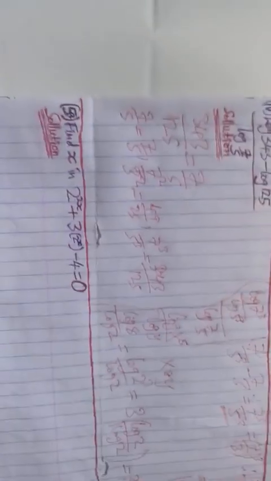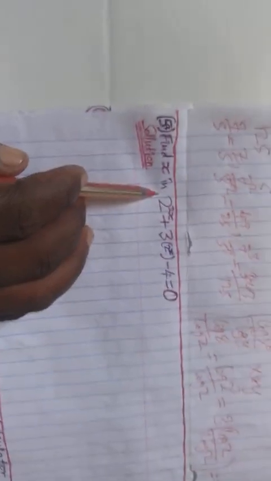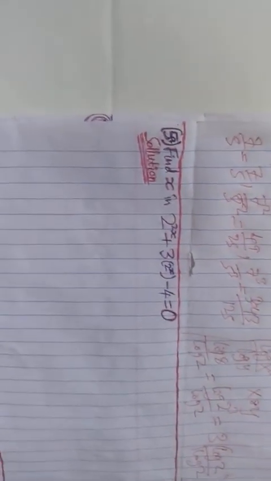So we are in question number 5a. Question number 5a states: find x. In this type of question, you can either use the indices rule or the logarithm rule. Hence, I am going to use the logarithm rule.